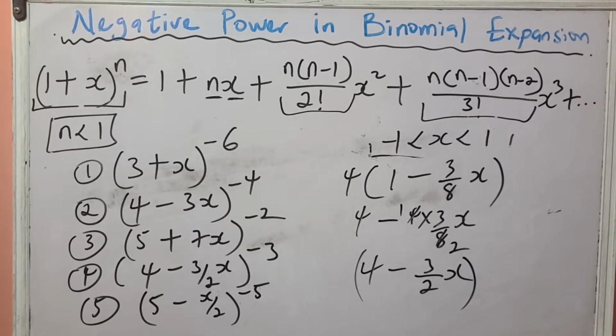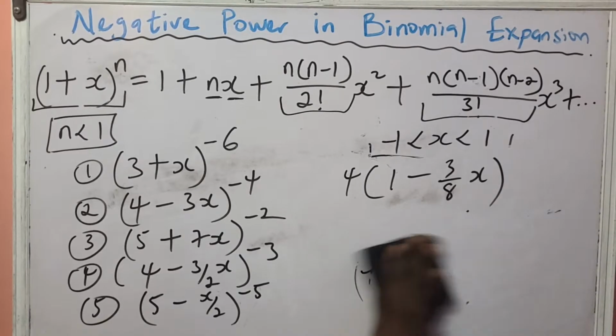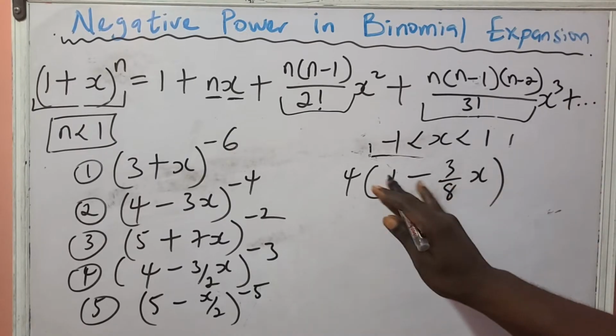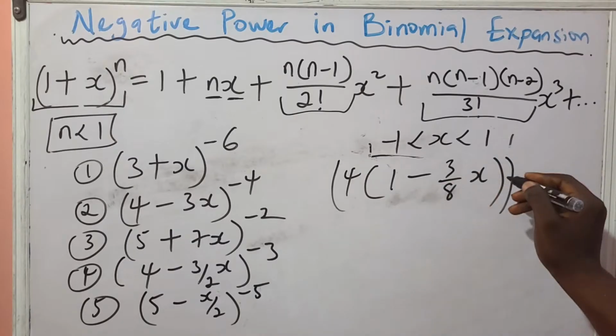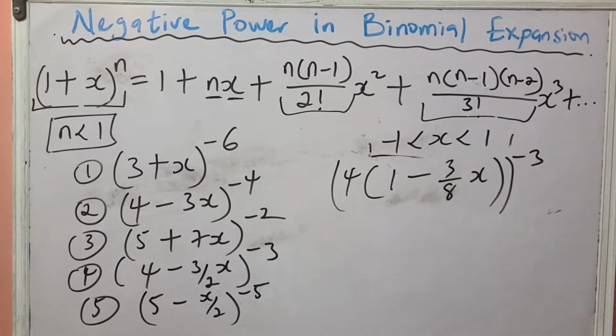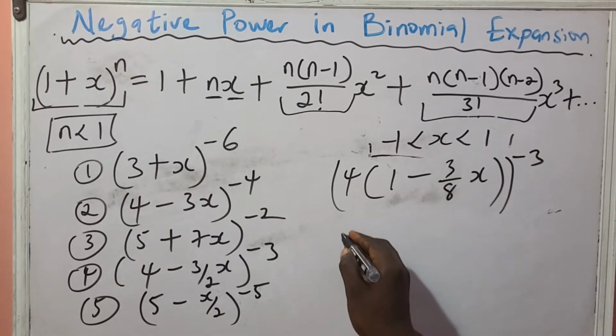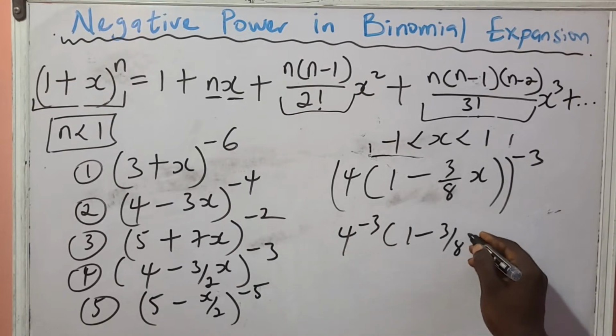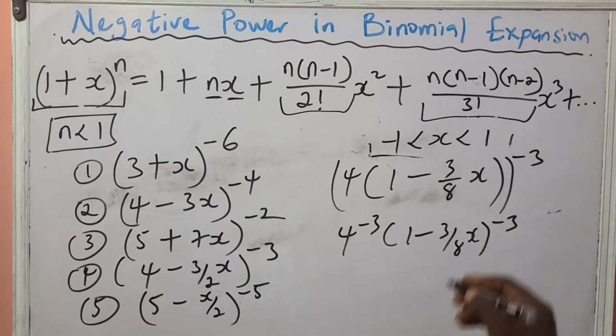You can see how this works very well. So now don't forget, we have raised to the power of minus 3. Not just this one, but everything. As I've often said, raised to the power of minus 3. That will be 4 raised to the power of minus 3. And that will be 1 minus 3 over 8x raised to the power minus 3.